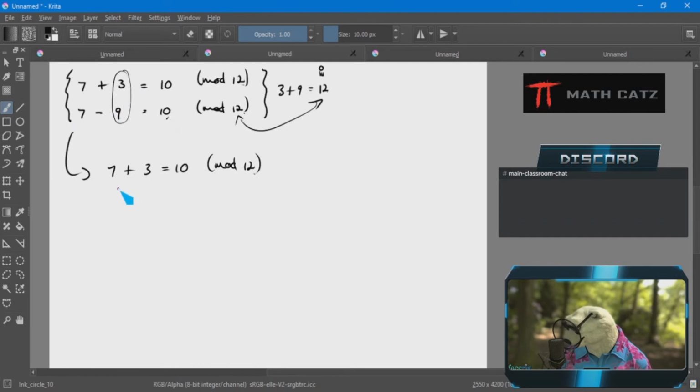But 9 is the additive inverse of 3. So 9 itself has name -3. Put it in brackets, so as not to confuse what is the operation and what is the name of the number. That's also 10. Mod 12, of course.